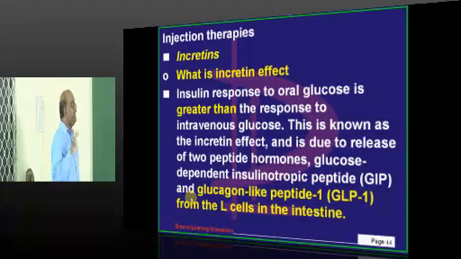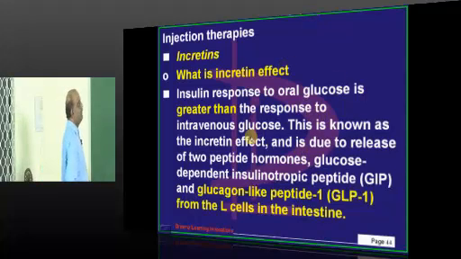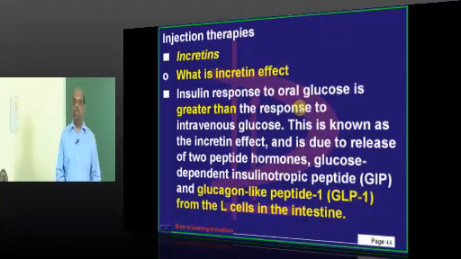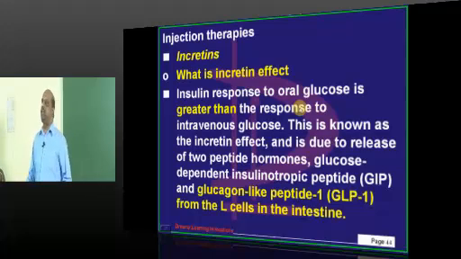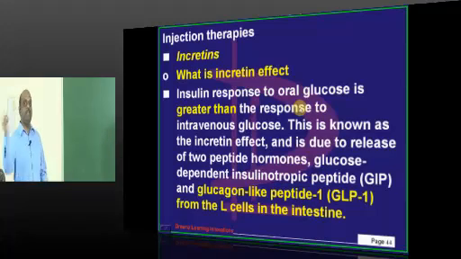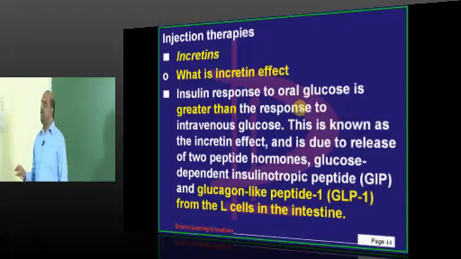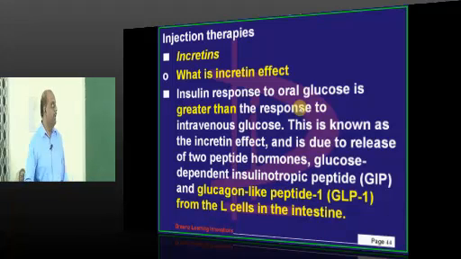So what is meant by an incretin effect? Typically whenever you take glucose orally versus intravenously, if you observe, the insulin production in response to oral glucose will be more than the insulin production in response to intravenous glucose. This effect is called the incretin effect.